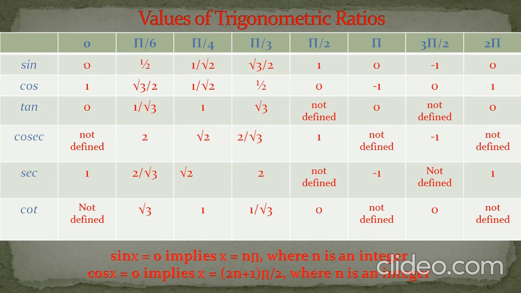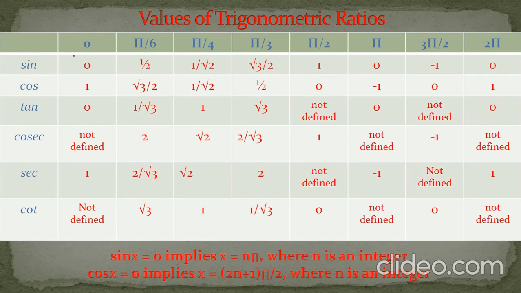आप इस table को कैसे याद करोगे? You just have to remember the values for sine and cos up to angle pi by 2. आपको pi by 2 तक sine और cos की values पता होनी चाहिए. Rest of the values you can find out from these ratios only. बाकी की values आप इन ratios से ही निकाल सकते हैं.